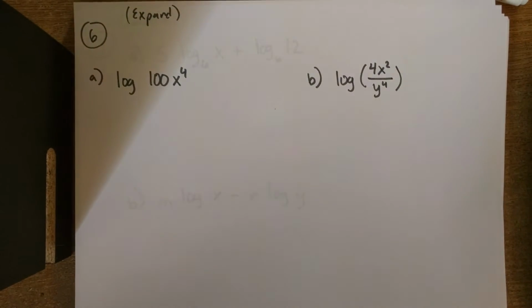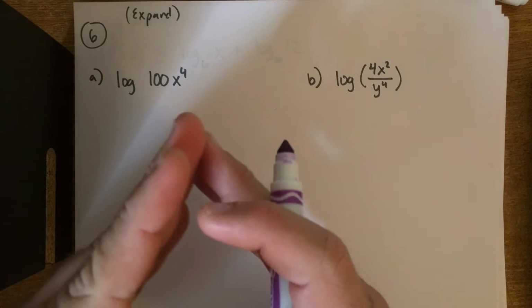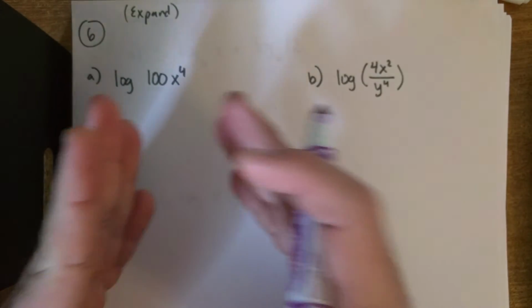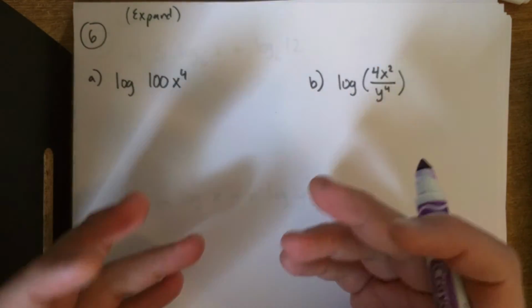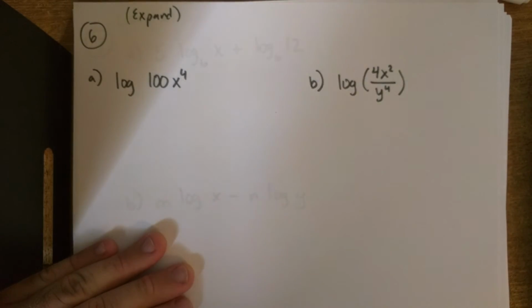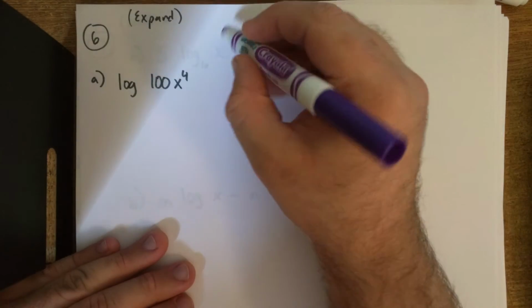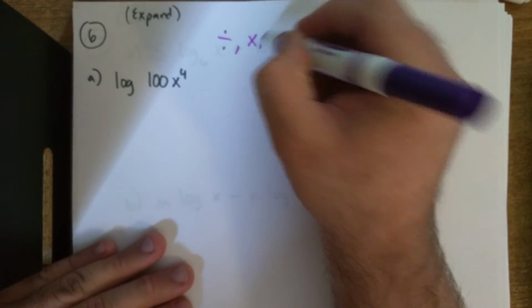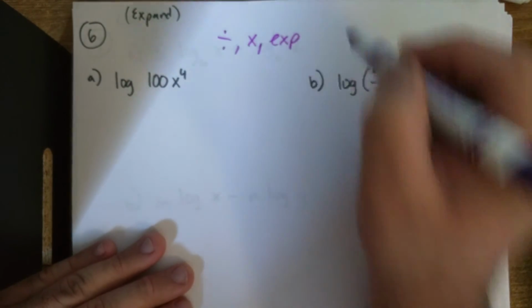Okay, we're going to expand these logarithms. Expanding means we're going to go from one logarithm to many. How many depends on the problem. So in part A, and this is one where I say look for division first, then multiplication, then exponents.